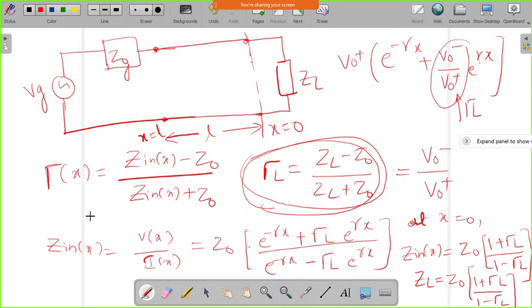But in the general case, if I have a position x, instead of the load end, at any point on the transmission line we will have Z in of x. So instead of ZL we can write Z in of x minus Z0 by Z in of x plus Z0. That is, in general, at any point if I want to calculate the reflection coefficient.